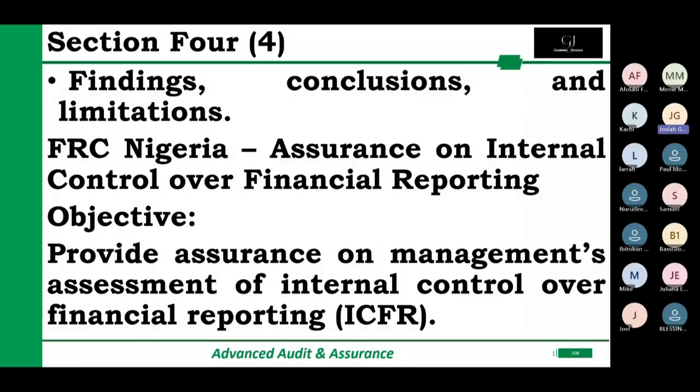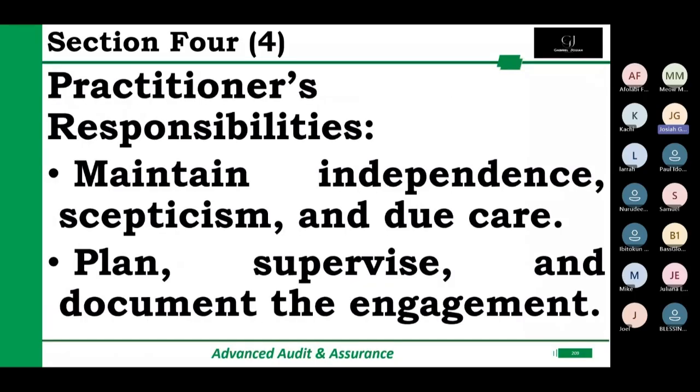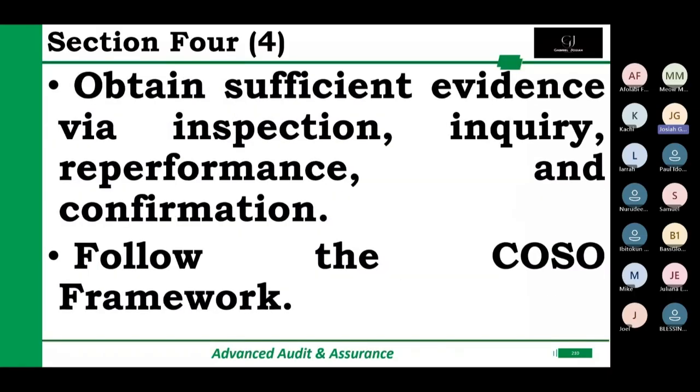And the objective of the assurance on internal control over financial reporting is to provide assurance on management's assessment of internal controls over financial reporting. They want to provide assurance on management's job of ensuring that the output, which is financial statements, and the internal controls are viable and strong in producing those financial statements. So for this assurance engagement, the practitioner's responsibility, the chartered accountant's, is to maintain independence, skepticism, and due care. He also needs to plan, supervise, and document the engagement on ICFR. He also needs to obtain sufficient evidence via inspection, inquiry, performing tests, and confirmations.